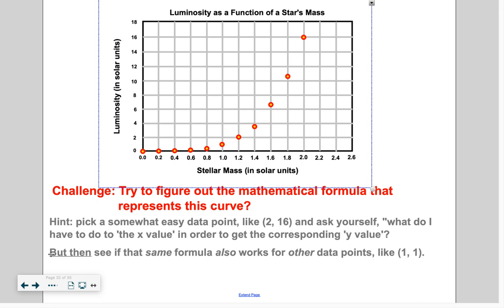And so then it says here, then see if that same formula also works for other data points. It has to if it's the right formula. If it doesn't work for other data points, then you're not onto it yet. So let's go ahead. Let's look at the value of 1, 1 right here. That's this one here, right? Well, if I multiply 1 times 8, I don't get 1, I get 8. So, that means that it can't be as simple as just multiplying the x value by 8. It's something else. It's going to be a little more complicated.